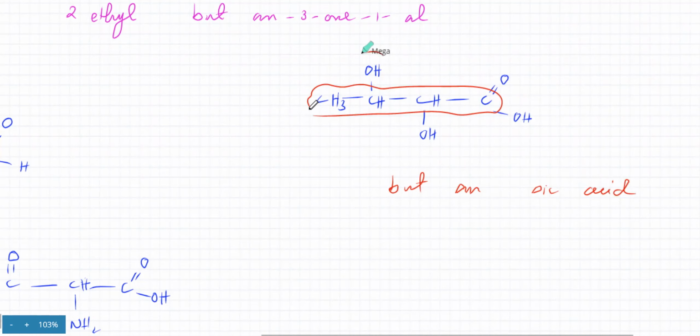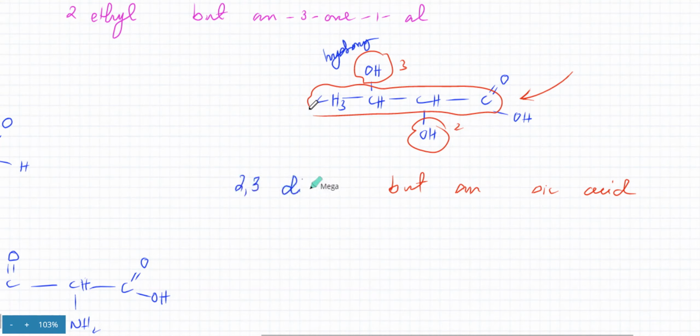The rest are your branches, the OH. Now there are two OH branches. One is at position 2, the other one is at position 3. All your counting would be done to give smaller number to the most important group. So you can either write 2-hydroxy, 3-hydroxy, or you can put them together and call them 2,3-dihydroxy. That can be written as well.